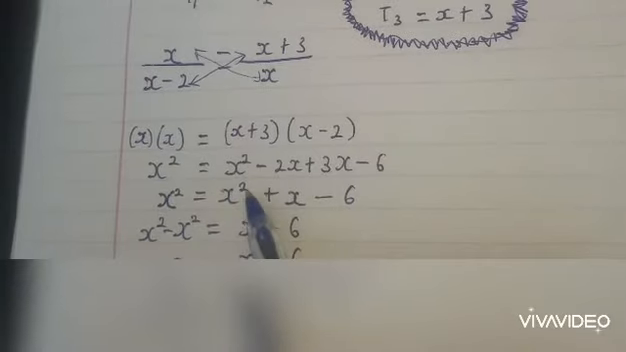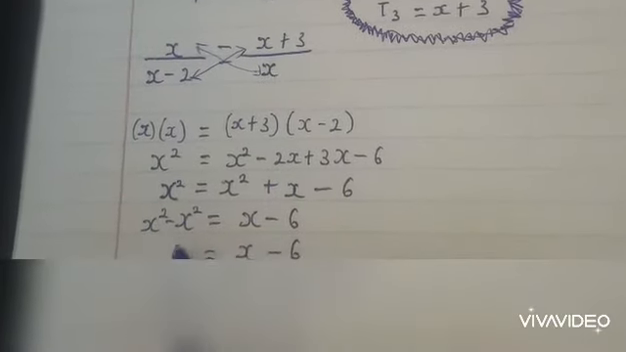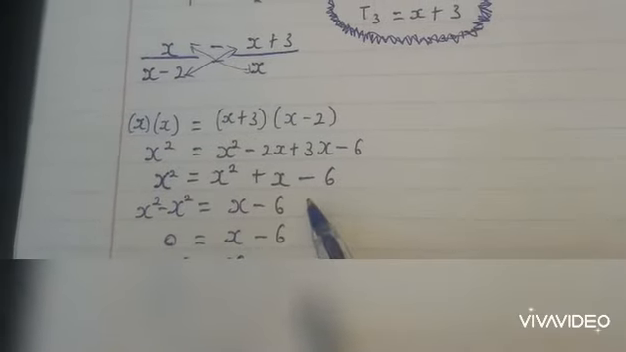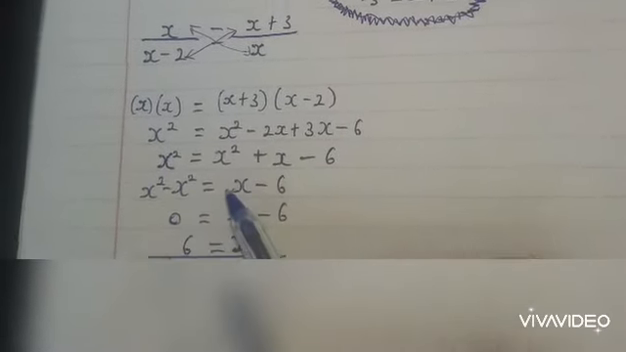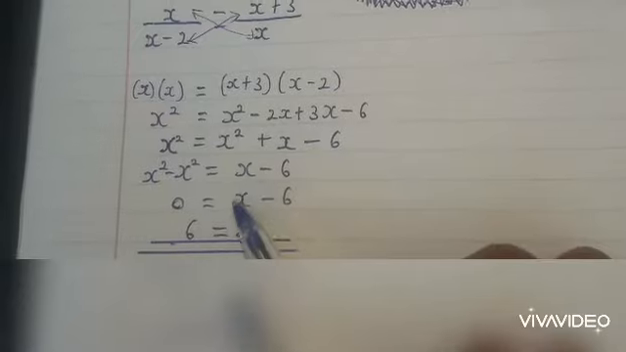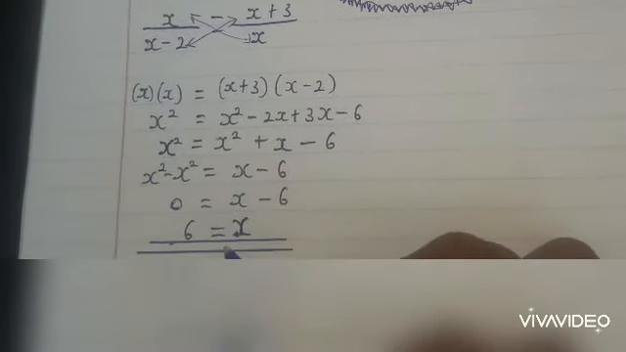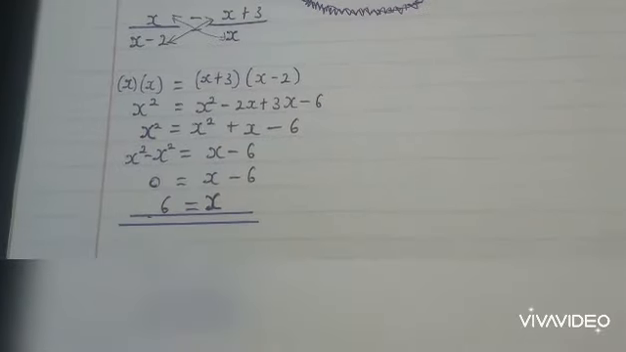Take like terms on one side, the x goes that side, we get x squared minus x squared equals x minus 6. These cancel each other out. You're left with x minus 6 equals 0. Your x is equal to 6. And you just found the value of x.